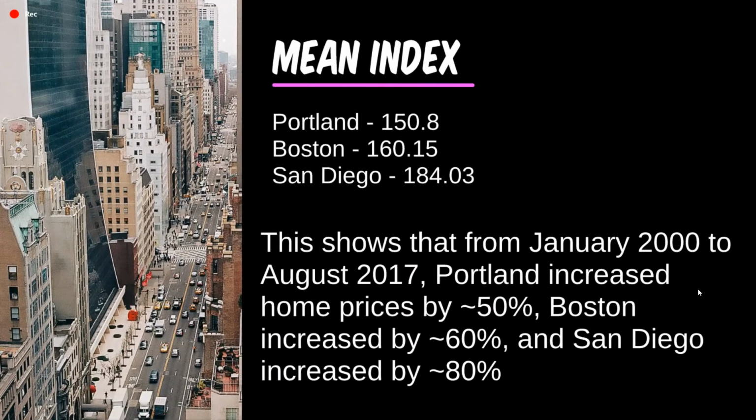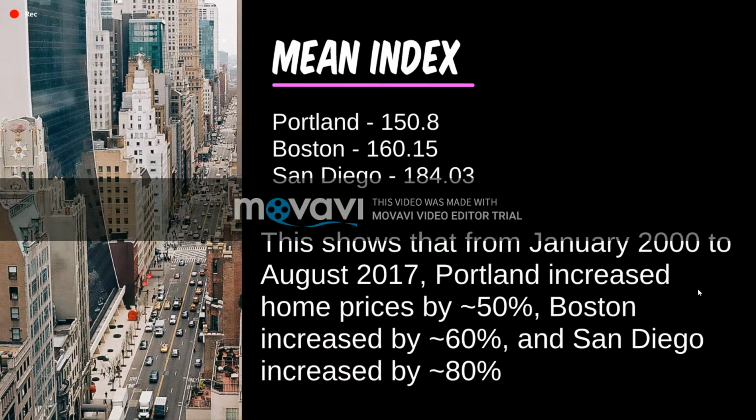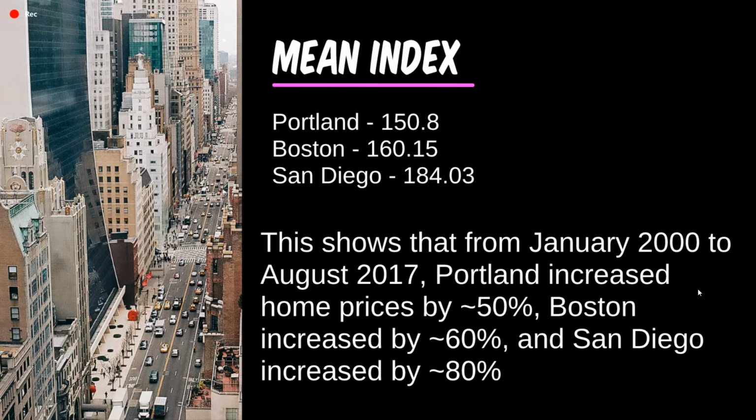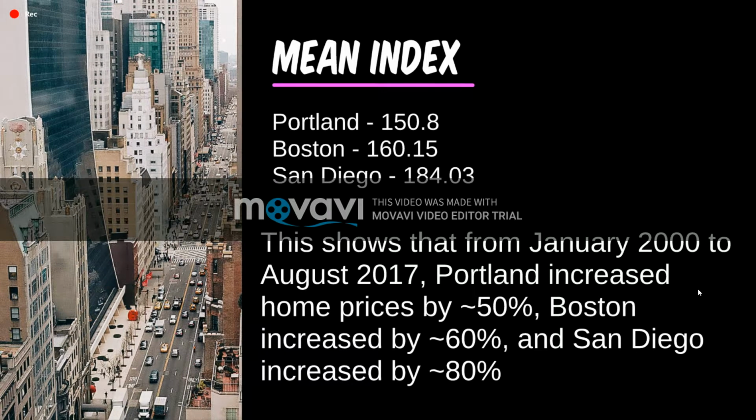Mean index is the average of all the index values. Portland's mean index is 150.8, Boston at 160.15, and San Diego at 184.03. This shows that from January 2000 to August 2017, Portland increased home prices by around 50%, Boston increased by roughly 60%, and San Diego increased by over 80%.